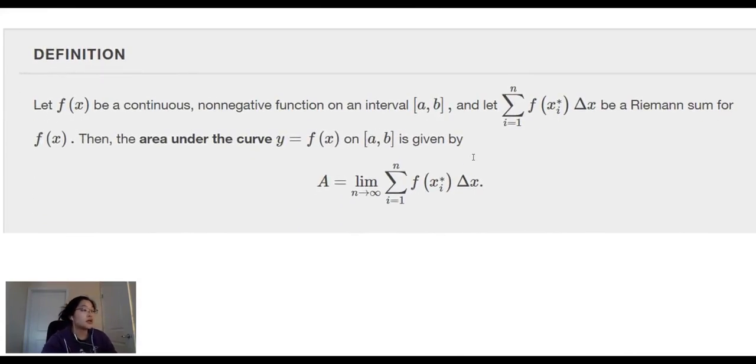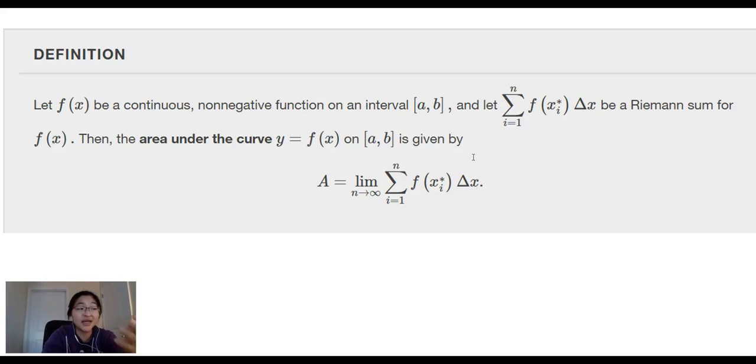Alright, so if you have a function that is continuous and non-negative on the closed interval from a to b, and you have the Riemann sum defined the way we said before for the function f of x, then the area under the curve y equals f of x on the closed interval from a to b is given by a lovely limit definition: the limit as n goes to infinity of the sum from i equals 1 to n of f of x sub i star times delta x.